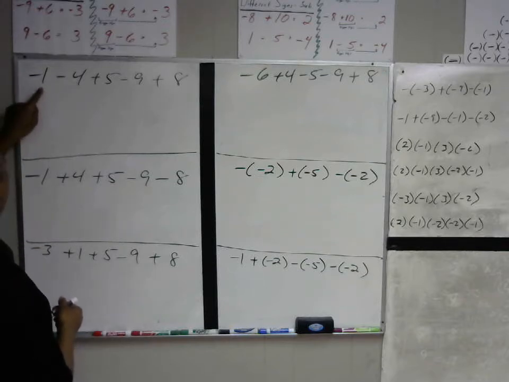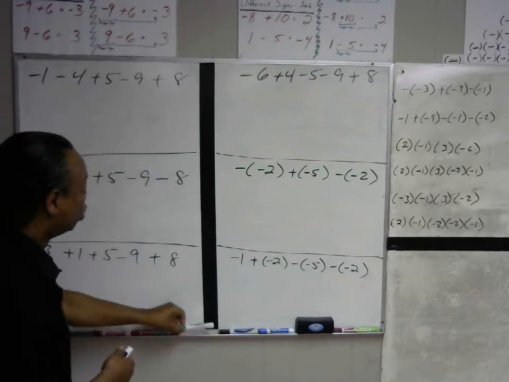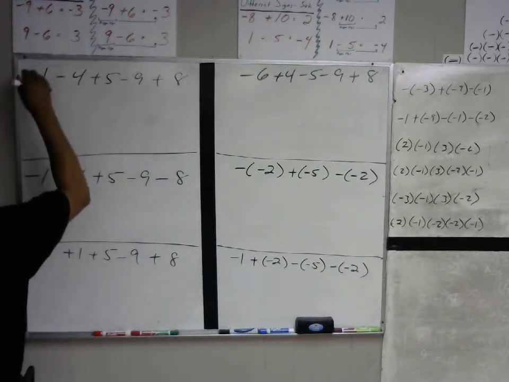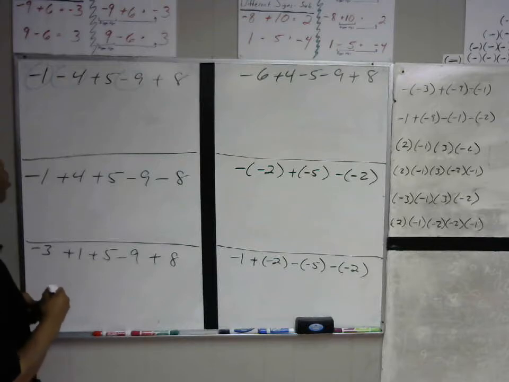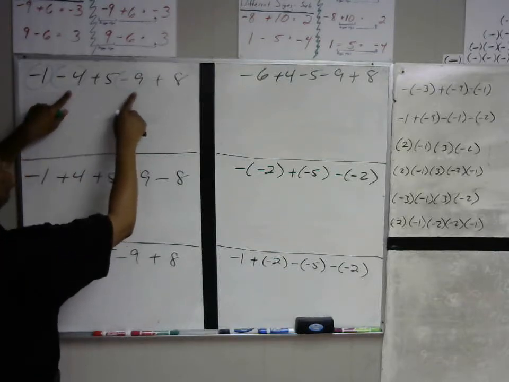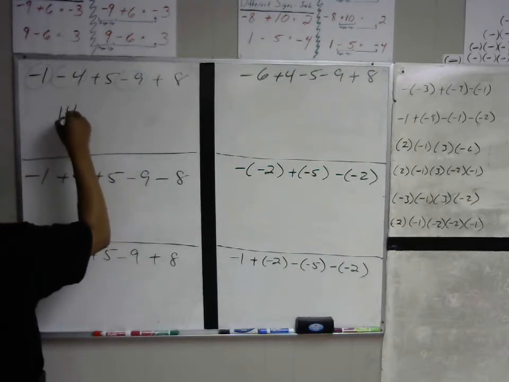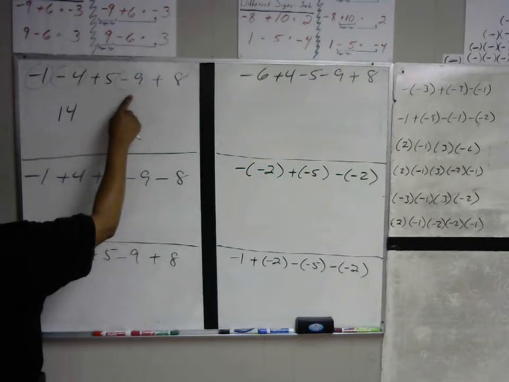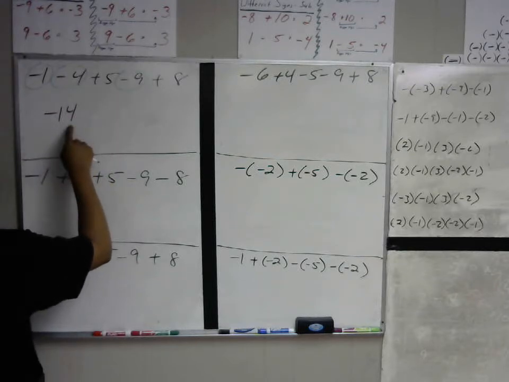So we have a -1, a -4, and a -9. These are all same signs. So we're going to take these same signs and we're going to add those. 1 plus 4 is 5, and 5 plus 9 is 14. So we just added all those and we got 14. These are all negatives, so the biggest sign is definitely negative, so that's -14.